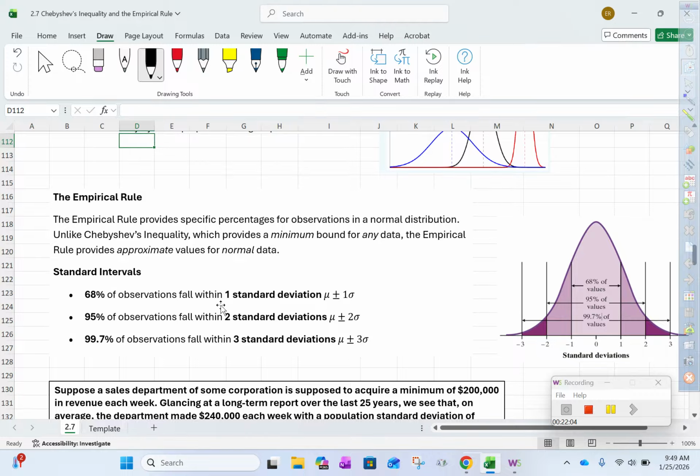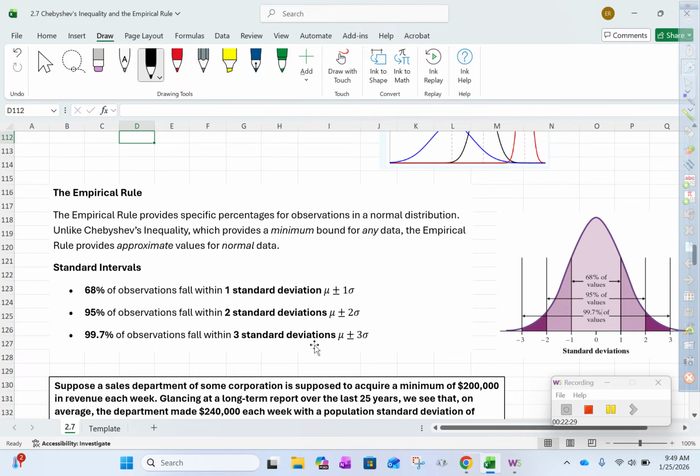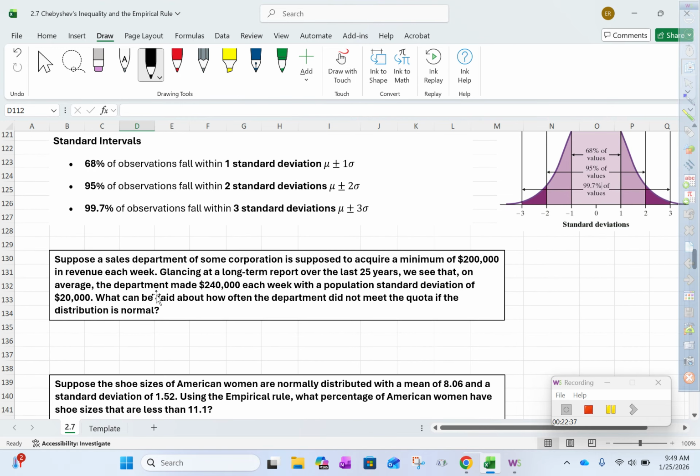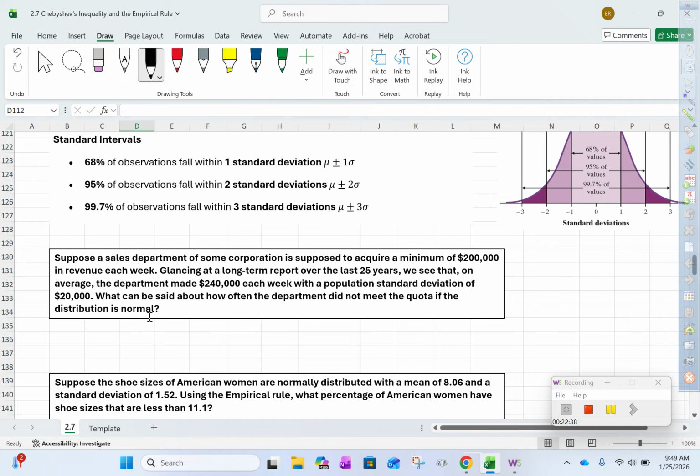68% of all observations fall within 1 standard deviation of the mean, so 1 above or 1 below. 95% will fall within 2 standard deviations, 2 above or 2 below. And 99.7% will fall within 3. So almost all of them. So we're going to use these proportions to answer some questions.